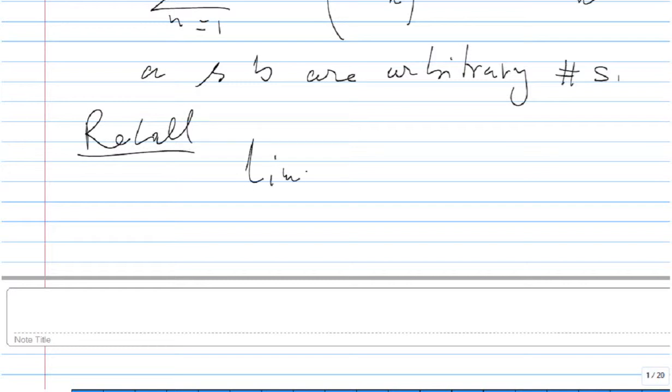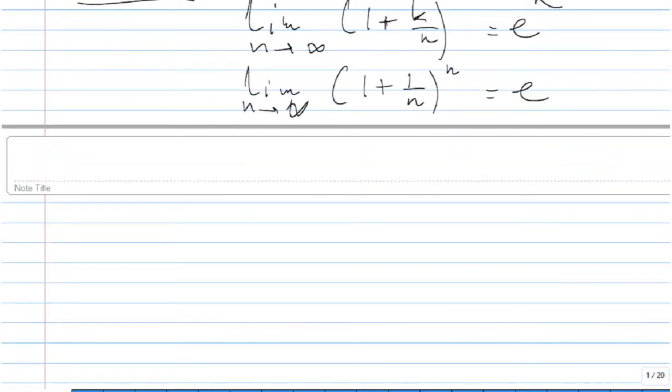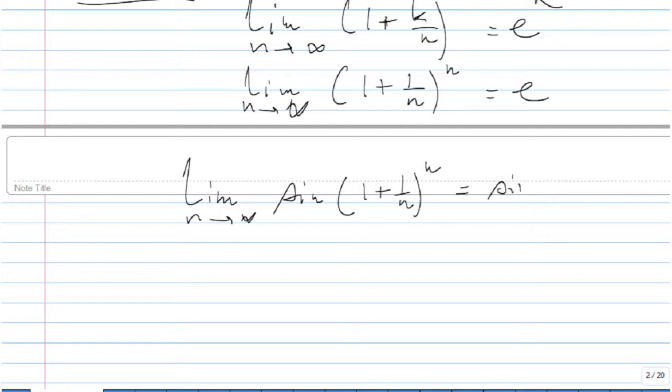So we know, we have seen it on these pages as well, that (1 plus k over n) to the power n, when n goes to infinity, the limit is e to the power k. So in particular, the limit of (1 plus 1 over n) to the power n is equal to e when n goes to infinity. Since sine is continuous, the limit of sine of (1 plus 1 over n) to the power n when n goes to infinity equals sine of e.